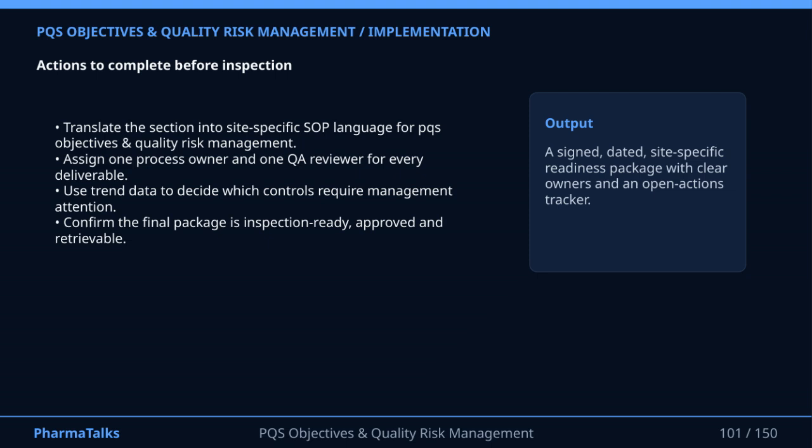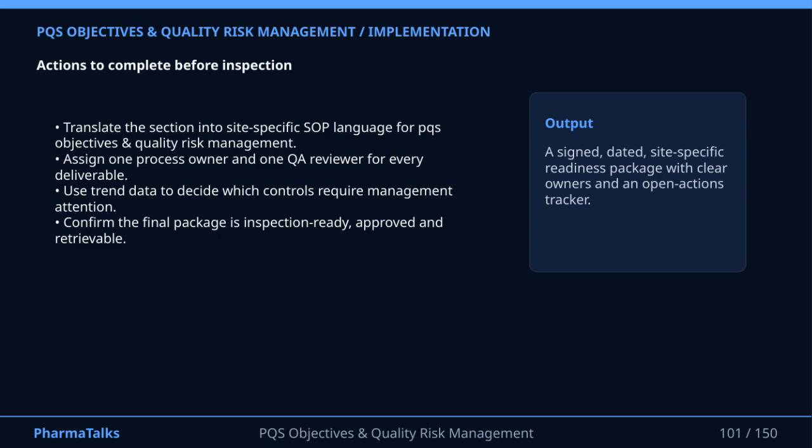Next, we assign one process owner and one QA reviewer to every deliverable. This ensures accountability and thorough oversight throughout all stages. We also use trend data to determine which controls need management's attention. This targeted focus helps us address potential issues proactively.